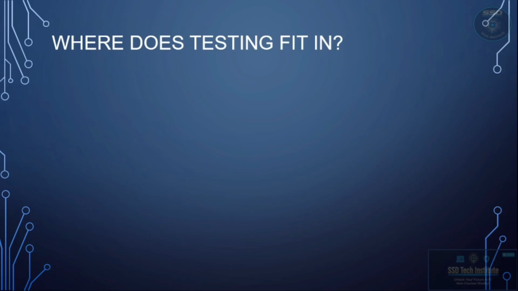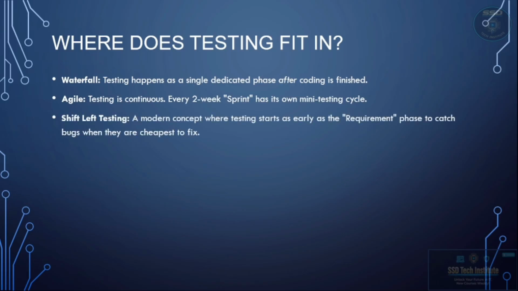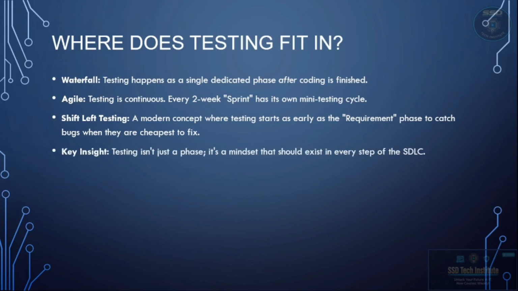Now let's move on to the big shift, where testing fits. As a tester, this is a key insight. In the waterfall model, testing is a single phase at the end, whereas in the agile model, you are a part of a continuous cycle. This has led to the modern concept called shift left testing. This means we start testing in the early phase, in the requirement phase, to catch the bugs where they are the cheapest to fix. Remember, testing isn't just a phase; it is a mindset that should exist in every step of the SDLC.